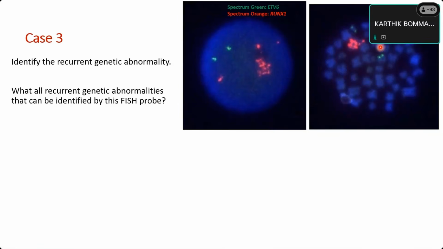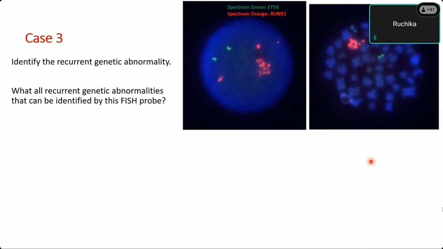The same, this is a metaphase. In the metaphase, we apply the FISH probe and you see the two discrete ETV signals representing chromosome 12 present separately. And there's a clustering of these RUNX1 signals on a chromosome, right? This is aimed out. So what entity is this? Amplified. These RUNX1 signals are amplified.